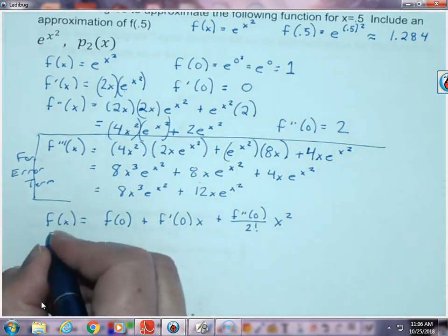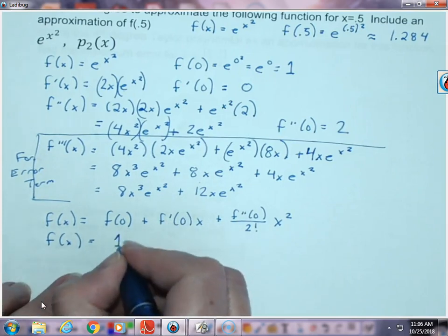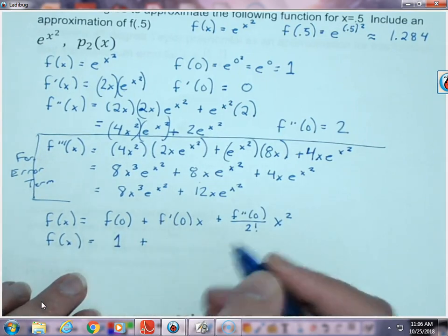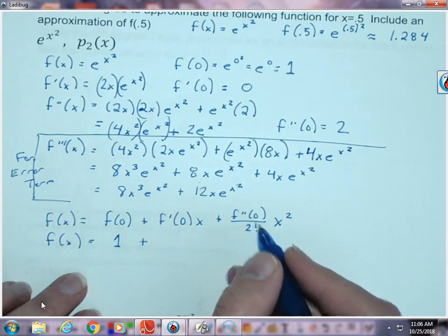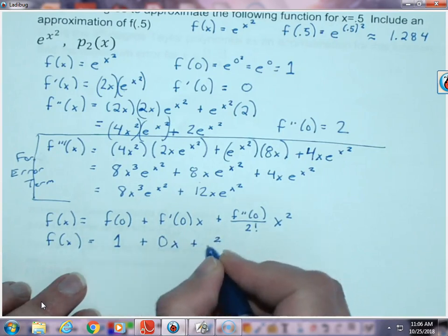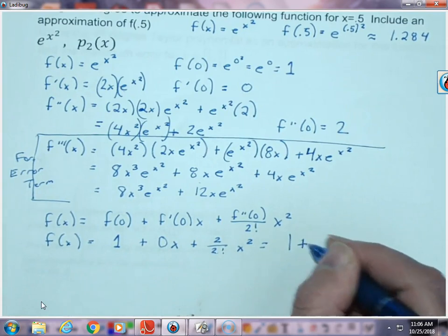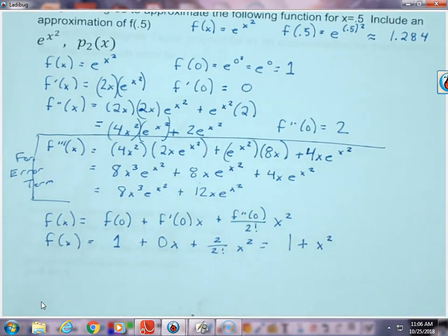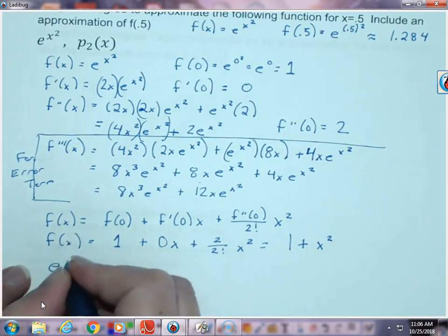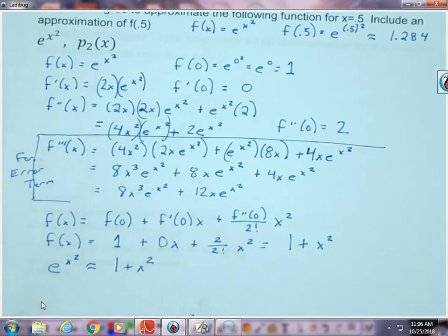And so we're just going to substitute in. My f of 0 was 1. My f prime of 0 was 0, so I don't even need that. F double prime of 0 was 2, so I'll just go ahead and write this. Plus 0x plus 2 over 2 factorial x squared. So it's just 1 plus x squared. So that's our approximation for e to the x squared. We're saying it's about 1 plus x squared. We didn't go to a whole lot of effort there.